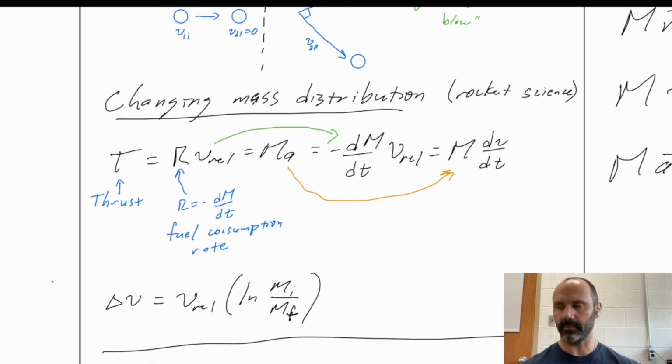Sometimes people will say like, hey, it's not rocket science. Well, this time it is. And so you've got a couple of equations, relationships you're going to use. T is thrust, R is negative dm/dt, right? And that shows up here. It's the fuel consumption rate.